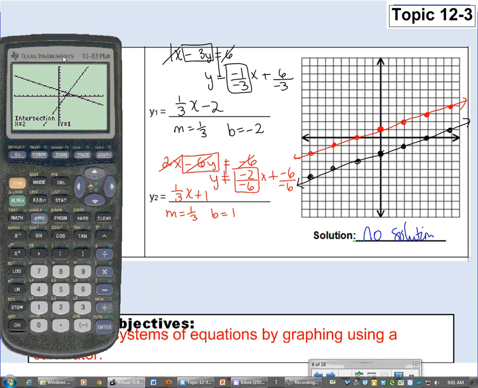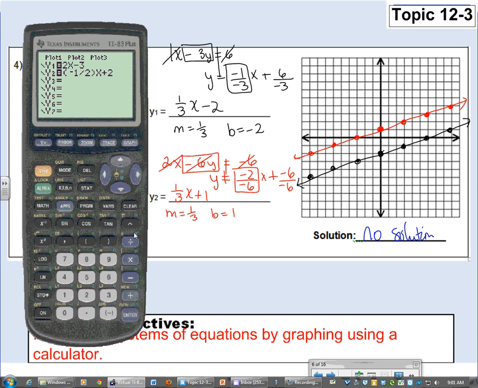Let's check on our calculator. By 1, we want a 1/3, 1 divided by 3, x minus 2, y2, we want 1/3, so 1 divided by 3, x plus 1. Let's see, when we graph, we should get 2 parallel lines. Sure enough, it matches.